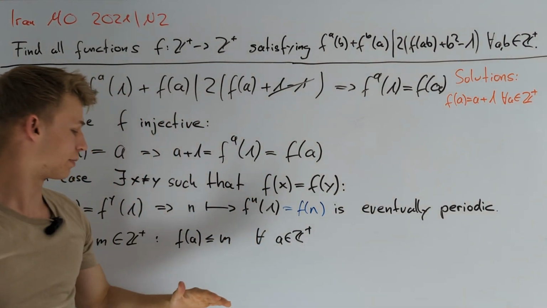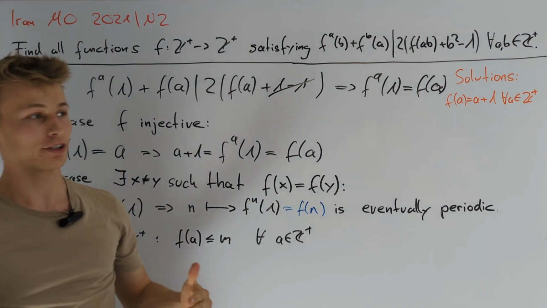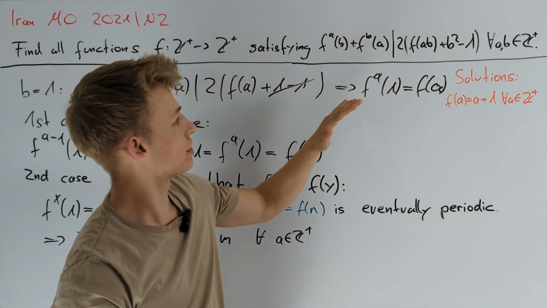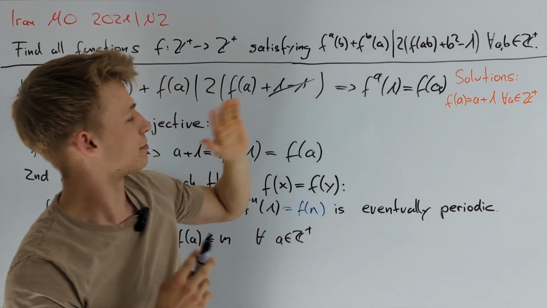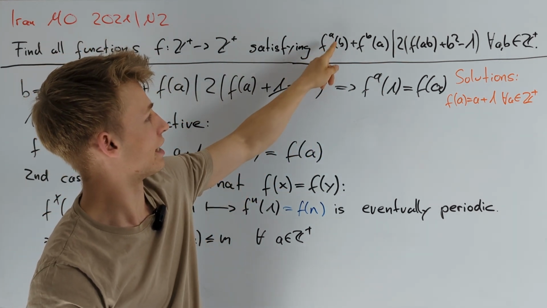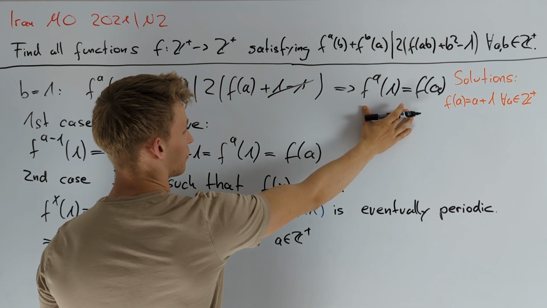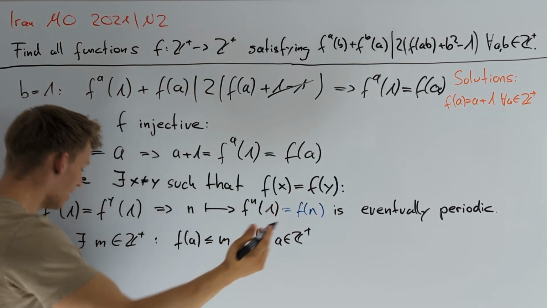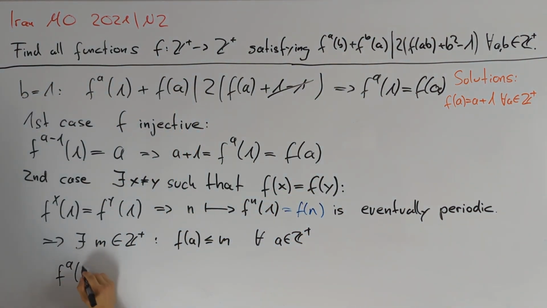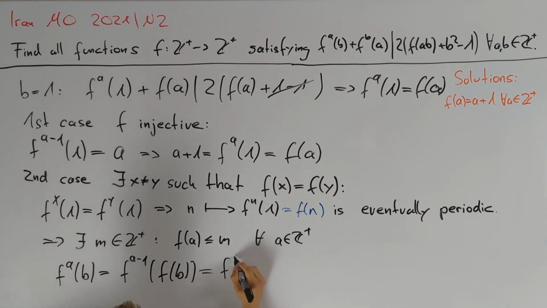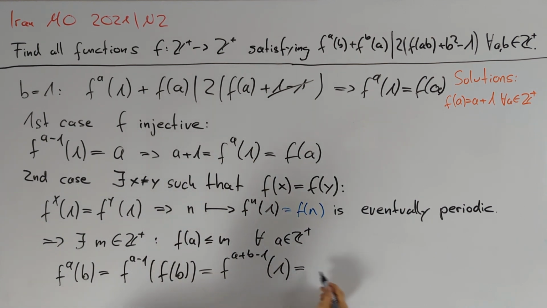Right now, there's no good way to use this condition, and therefore, at first we want to figure out more information about our functional equation, and especially about the term f to the power of a of b. For this, we want to use the condition f to the power of a of 1 equals f of a again. Namely, we can write f to the power of a of b to be equal to f to the power of a minus 1 of f of b. Now, this is equal to f to the power of a plus b minus 1 of 1, and this can be written as f of a plus b minus 1.